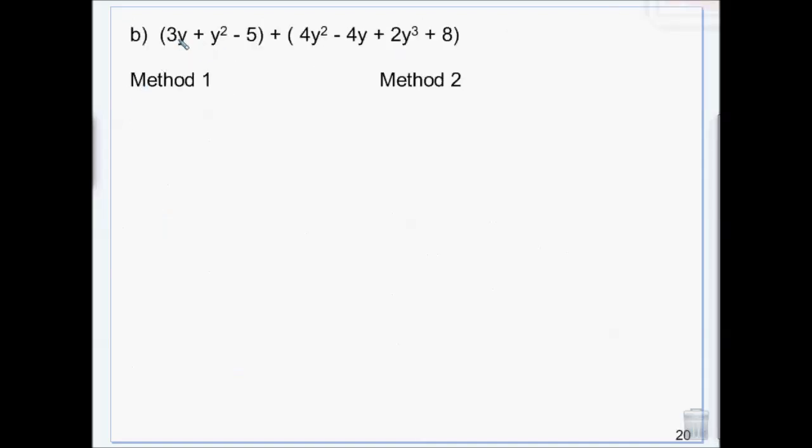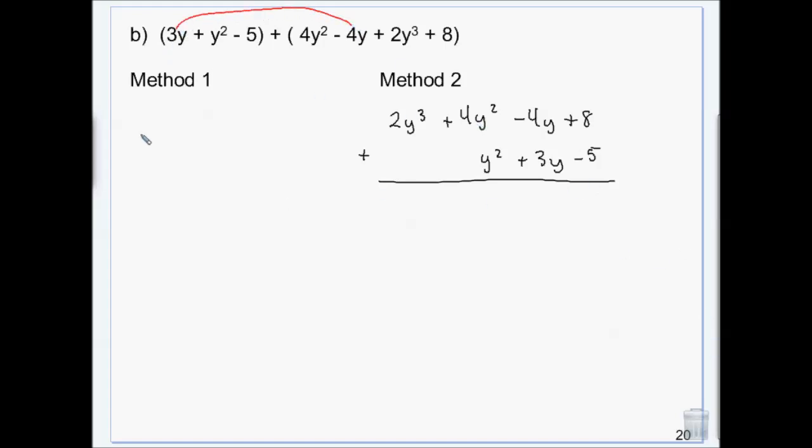I'm just going to do this up here. So I'm going to rewrite method 2 to the side. I'm going to put the larger one on top because that just makes more sense for me. And then I have a y squared, a 3y, and a negative 5. I'm going to start up here: 3y and negative 4y is negative y. And then y squared and 4y squared is 5y squared. And negative 5 and 8 is 3. And then I have this 2y to the third left over, so I write it down. And then I'm going to rearrange the order so that it looks pretty. And then I'll be done.